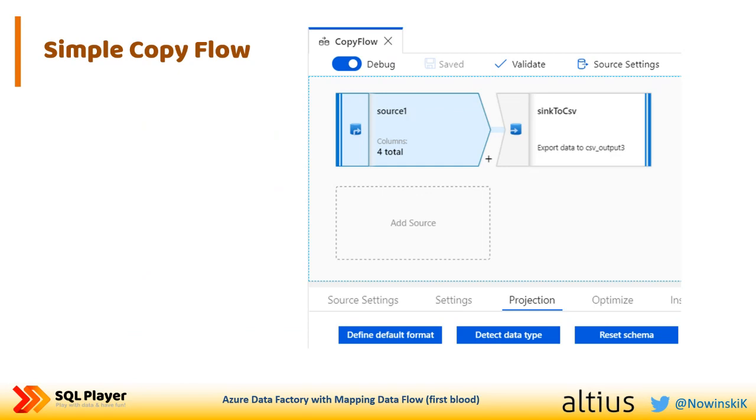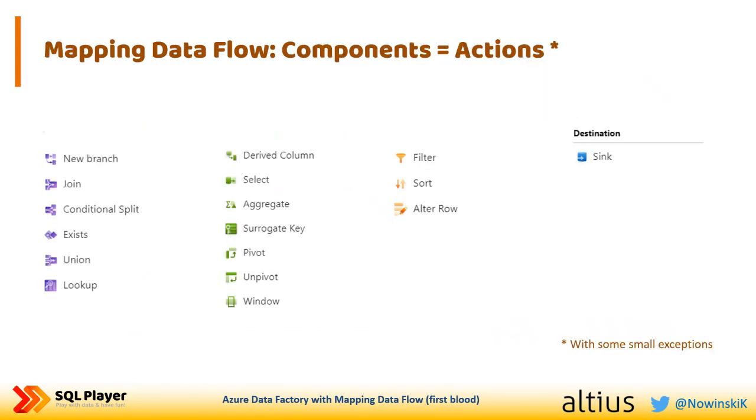The same pipeline you could do with a normal pipeline in Azure Data Factory, because there's no transformation, no additional activities between source and target. So what would be the point of using mapping data flow here? But having the capabilities of mapping data flow, these are the components that you can use in mapping data flow. As you can see here, you can join two sources.